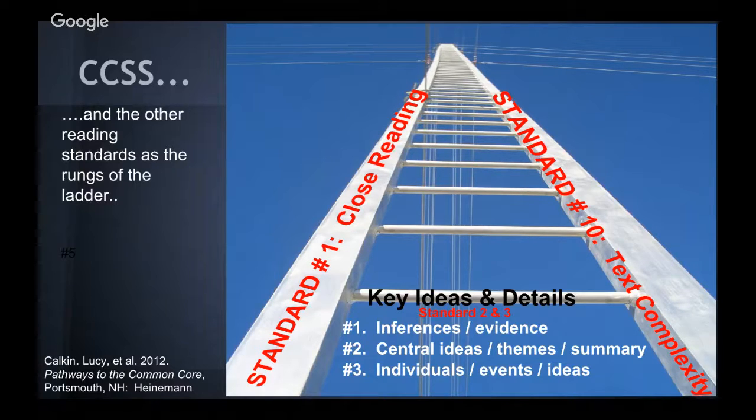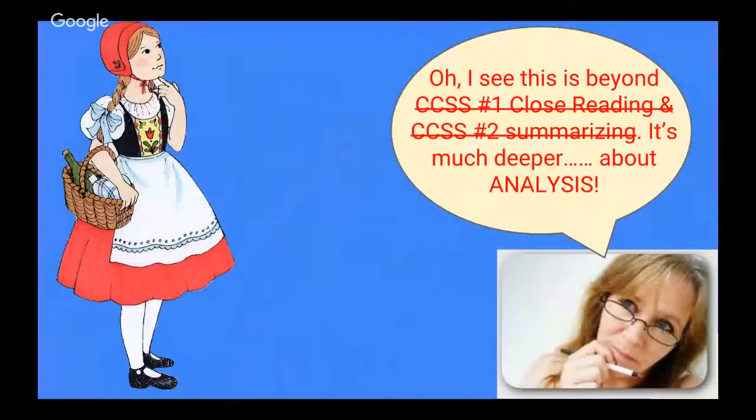Actually, this one at first I had a hard time wrapping my head around, but I think you're going to see that even though it's at the bottom of the ladder, it is a little bit more complex than the other 2 standards. In standard 3, we're no longer asking what does the text explicitly say, what inferences do you draw from it, and what's the evidence from the text. We're not asking for summary. Here in standard 3, we're actually asking for analysis, in reading literature, of the character.